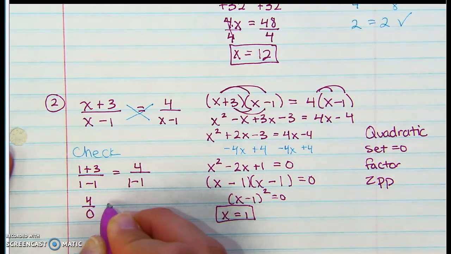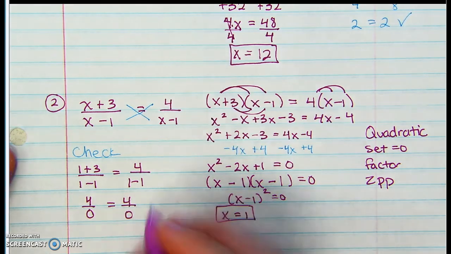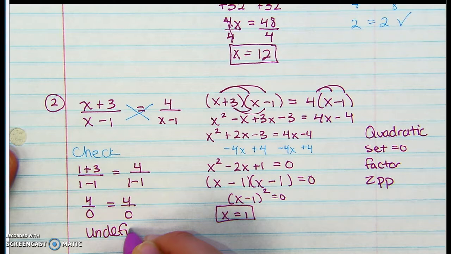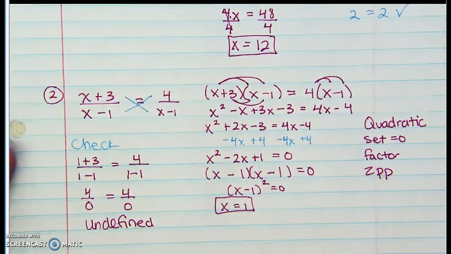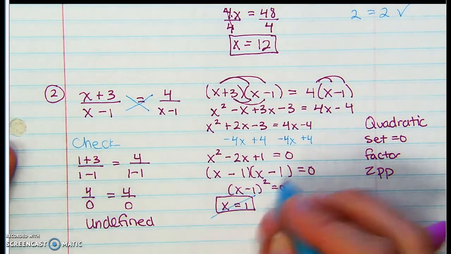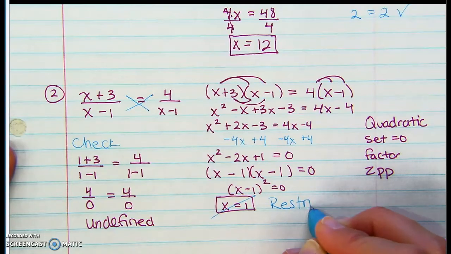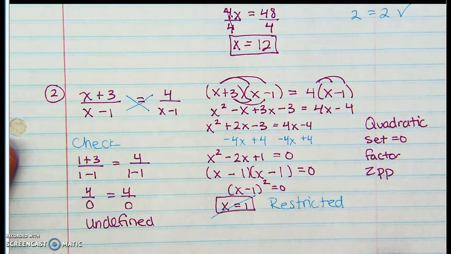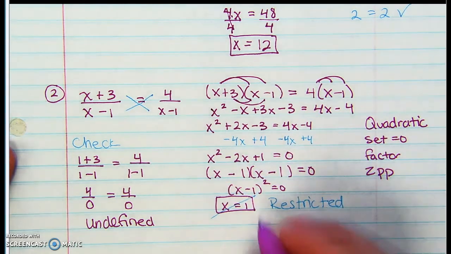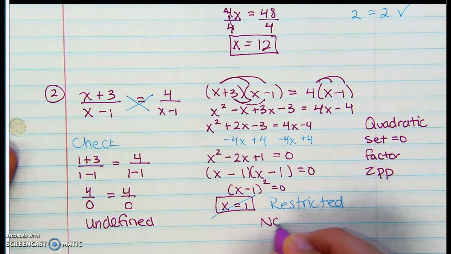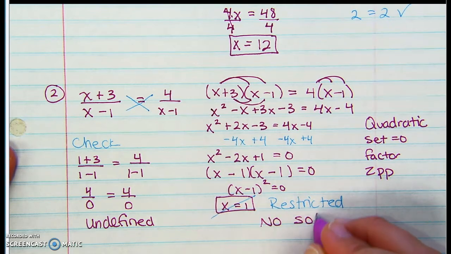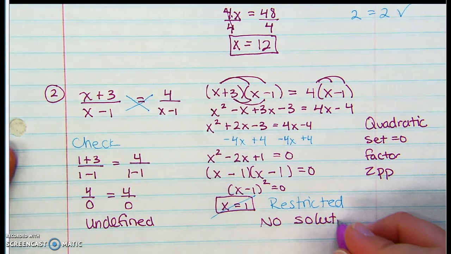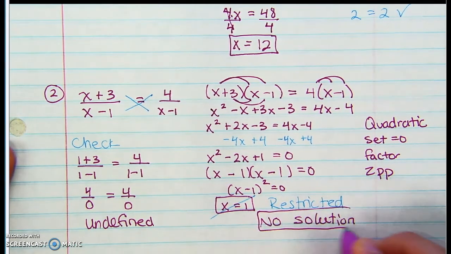Uh-oh. This is no. Okay, you may not divide by 0. This is undefined. So was that our only solution? Our only solution was x equals 1. And x equals 1 is a restricted value. So guess what? This actually has no solution. No solution. So that's the final answer. There are no solutions. The one solution we got made the denominator 0, which makes the whole thing undefined. So there is no solution to this.